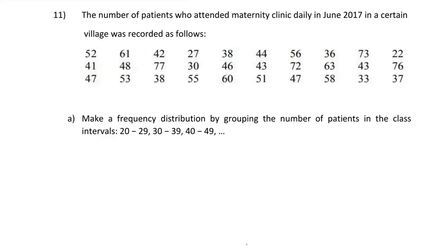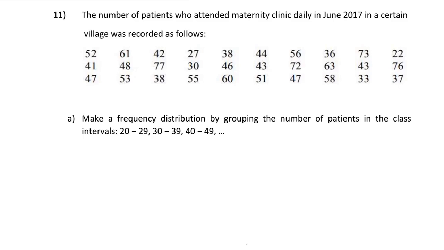Question number 11. The number of patients who attended maternity clinic daily in June 2017 in a certain village was recorded as follows. So we've been given several information there. Part A, we are supposed to make a frequency distribution by grouping the number of patients in the class intervals 20 to 29, 30 to 39, and so on. So recording the frequency distribution table is the table that contains class intervals and their corresponding frequencies.